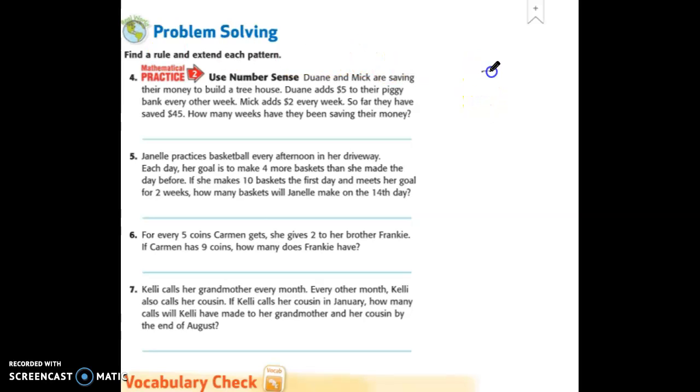one week you're increasing by 2, and the next week you're going to increase not by 2, but by 7, because we're combining the 5 from every other week of Dwayne with the 2 every week for Mick. So we're adding 2 the first time and then adding 7 the next time. And then you need to continue that pattern until you get to 45 to figure out how many weeks that is. And each one of these addition equations will be 1 week.